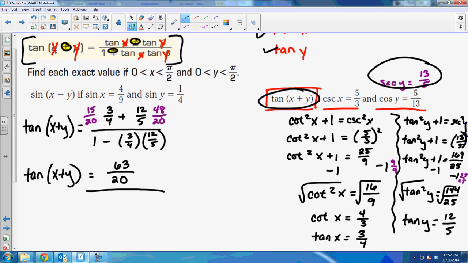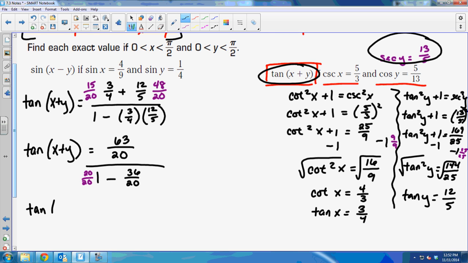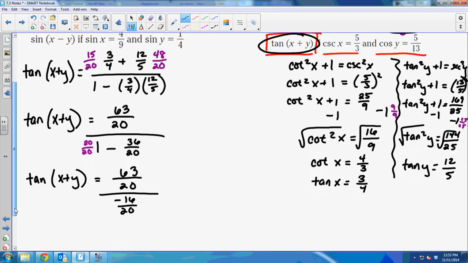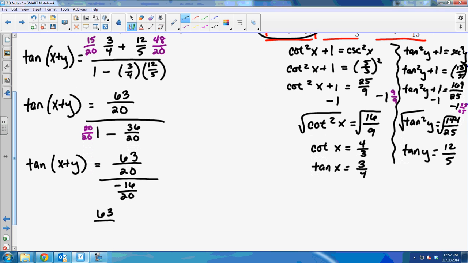We're going to wait till the end. And then the denominator, we have 1 minus, you multiply straight across, so 36 over 20. So we'll change that 1 to a 20 over 20. And then you can do all this calculation stuff with the fractions if you're not comfortable with fractions in your calculator. So 63 over 20 over negative 16 over 20. And so I just multiply by the reciprocal. So 63 over negative 16 would be your answer.